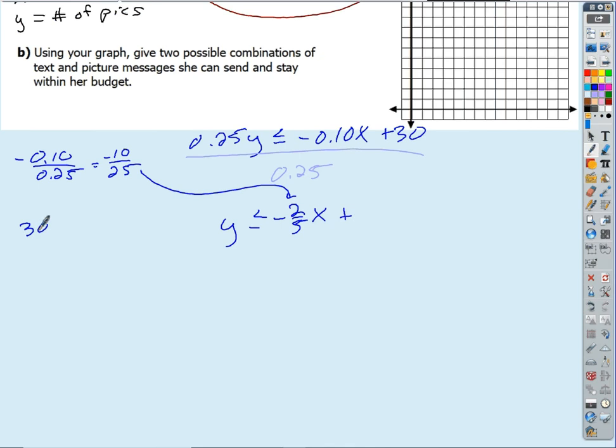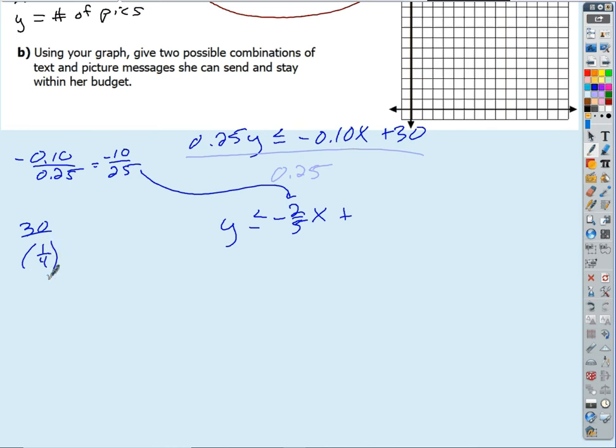The other fraction I have to deal with is 30 divided by 0.25. And we could do the same thing. We could move the decimal and get 3,000 over 25. But think about it this way. What is 0.25 as a fraction? It's 1/4, isn't it? So we've got an easy way we could do this. I've got 30 divided by 1/4.